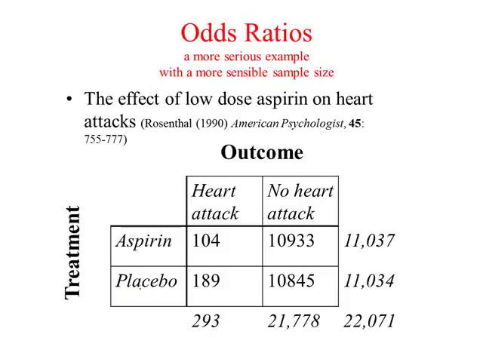We want to know whether their treatment, aspirin or placebo, is related to whether they have a heart attack or they don't have a heart attack. So here we see our numbers. 104 who took aspirin had a heart attack, 189 who took placebo had a heart attack, and those who didn't. And we want to know whether these two things are related.